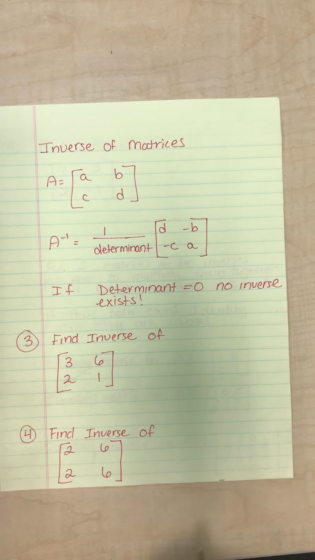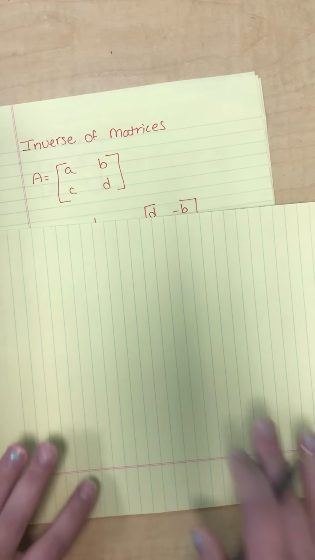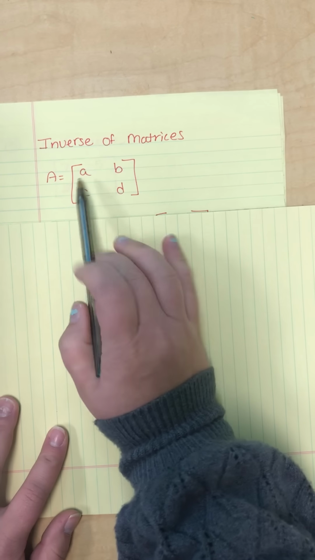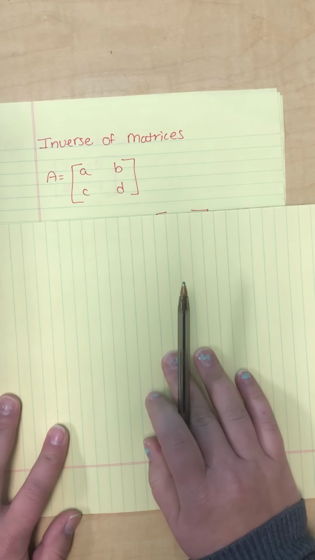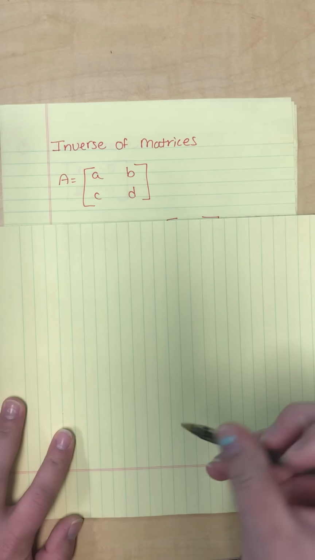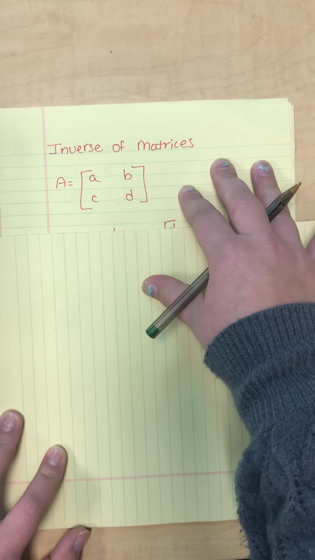All right, next we're going to talk about inverses. Okay, so to do an inverse of a matrix, you actually have to first find the determinant. Okay, so again, we're going to look at a matrix, just a 2 by 2. So this whole video is about 2 by 2 matrices. We'll talk about some 3 by 3s in class.